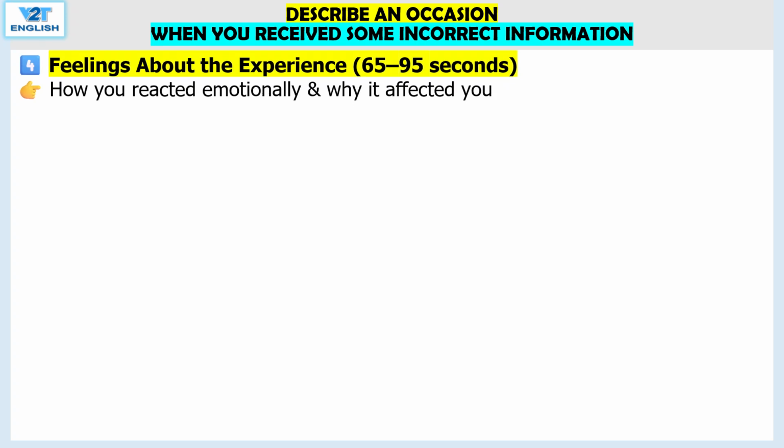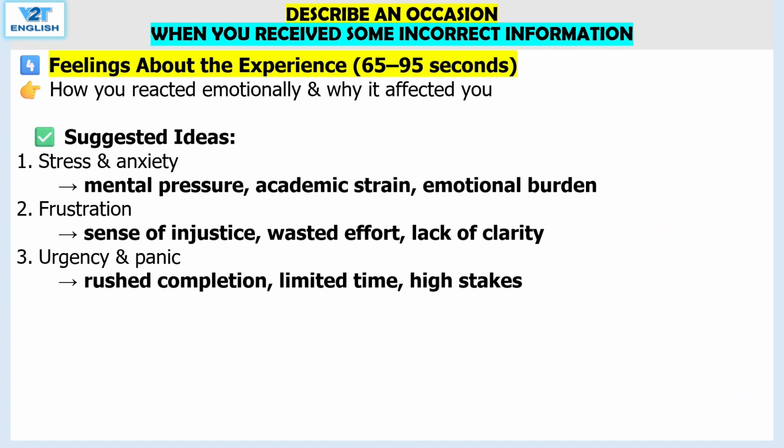4. Feelings about the experience, 65 to 95 seconds. How you reacted emotionally and why it affected you. Suggested ideas. 1. Stress and anxiety. Mental pressure, academic strain, emotional burden. 2. Frustration. Sense of injustice, wasted effort, lack of clarity. 3. Urgency and panic. Rush completion, limited time, high stakes.